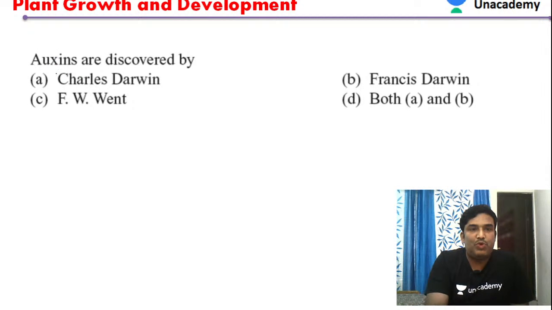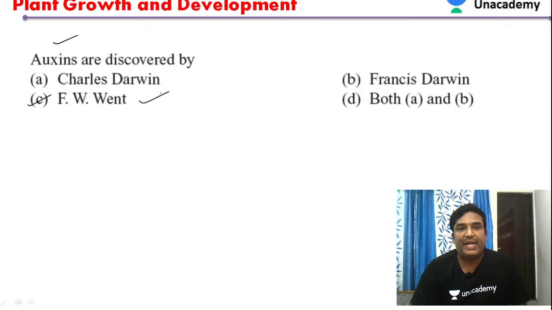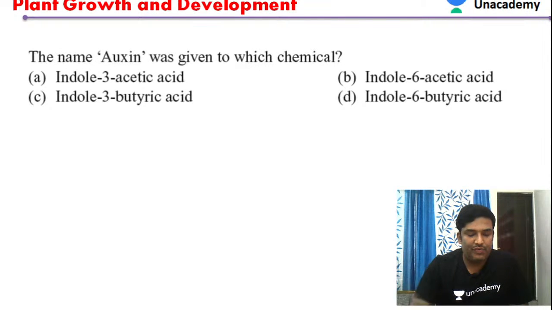Next, let us move to the next question. Who discovered auxins? Auxins were first discovered by F.W. Went. The name of the scientist who discovered auxin is F.W. Went. He is the person who discovered the auxin, so the discovery of auxin goes to F.W. Went.